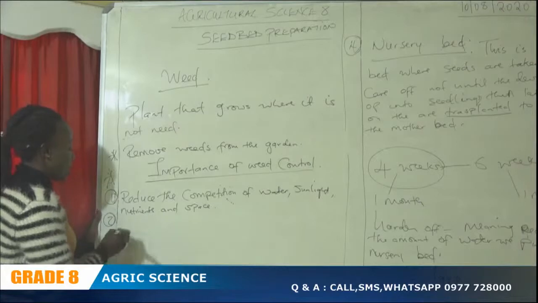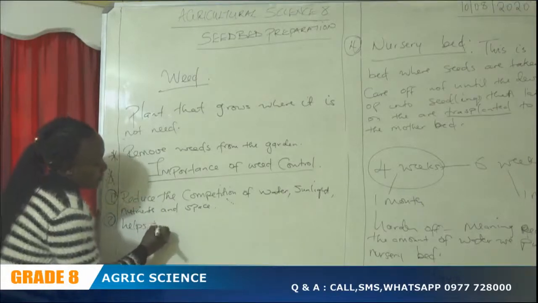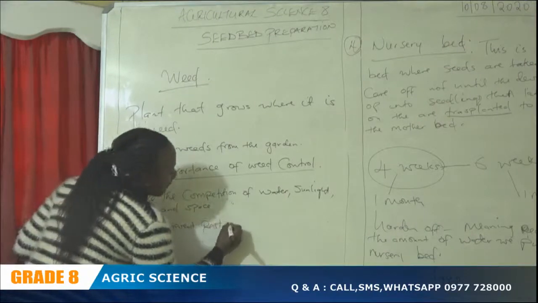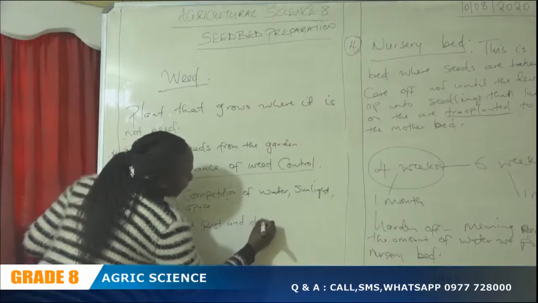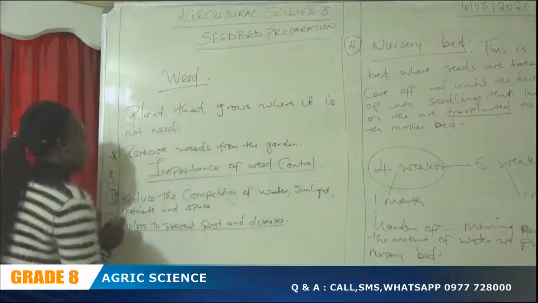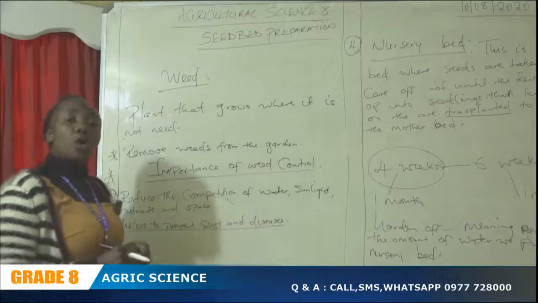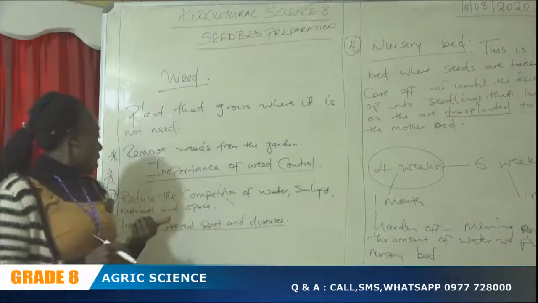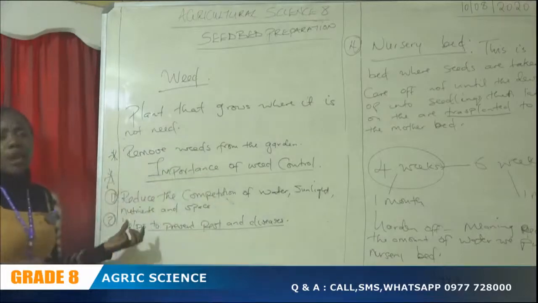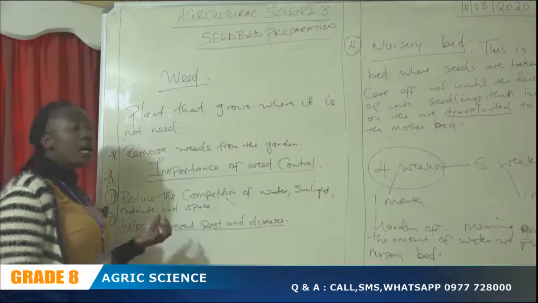Our second point, weed control helps to prevent pests and diseases. Okay. So the second point, we're saying weed control will help to prevent pests and diseases. What do I mean by this point? Okay? So what I mean is, you concur with me.